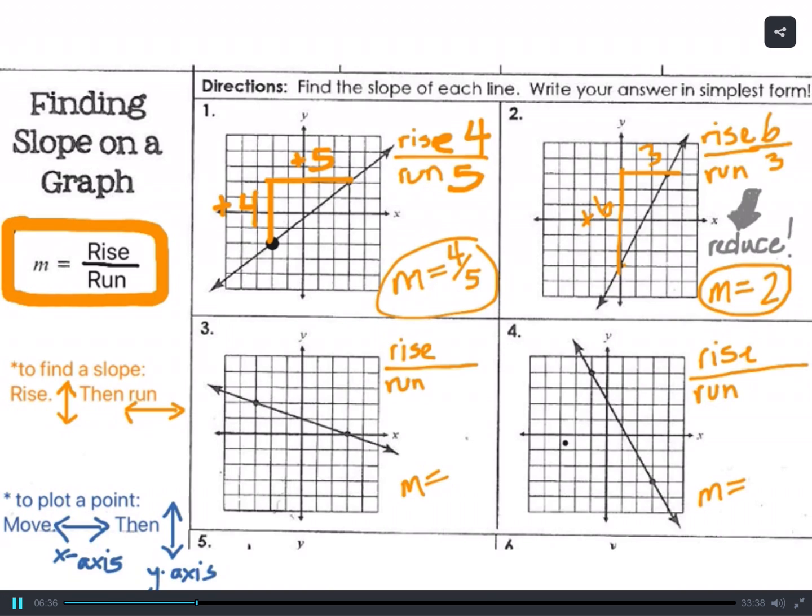Let's start example number 3. So the point on the left is right here. In order to get to the other point, I actually have to go down. So my rise, because I went down, is a -2. And then I'm going to do my run, and I'm going over 6 places. So that's a 6.